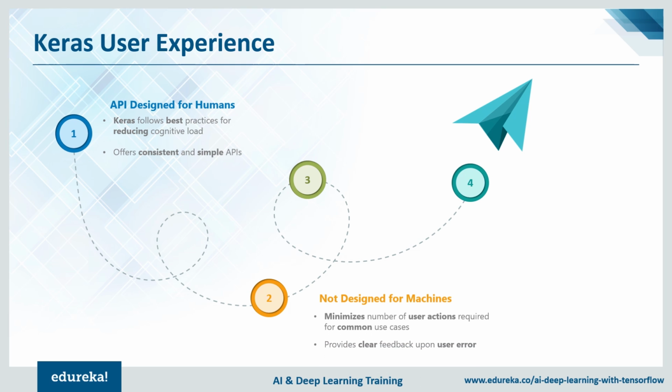So clearly, Keras is an API designed for humans. Why so? Because it follows the best practices for reducing cognitive load, which ensures that the models are consistent and the corresponding APIs are simple. And moving on, Keras provides clear feedback upon occurrence of any error, and this minimizes the number of user actions required for the majority of the common use cases, guys.